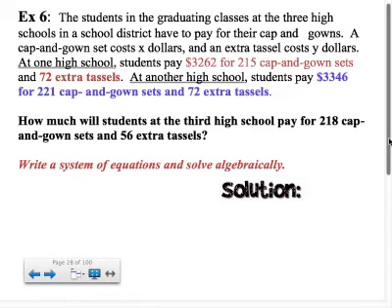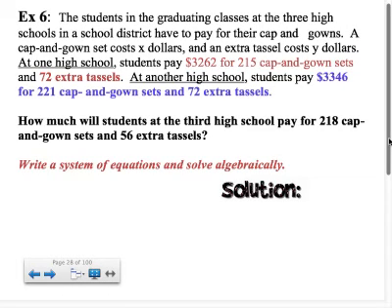A cap and gown set costs x dollars, and an extra tassel costs y dollars. At one high school, students pay $3,262 for 215 cap and gown sets and 72 extra tassels. At another high school, the students pay $3,346 for 221 cap and gown sets and 72 extra tassels. How much will students at the third high school pay for 218 cap and gown sets and 56 extra tassels?